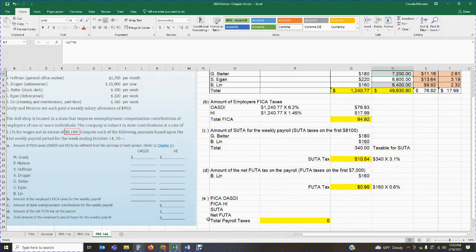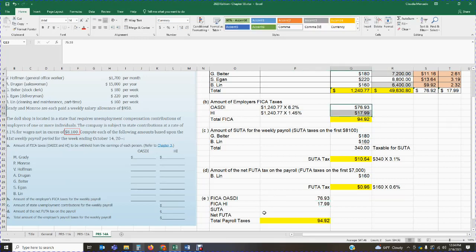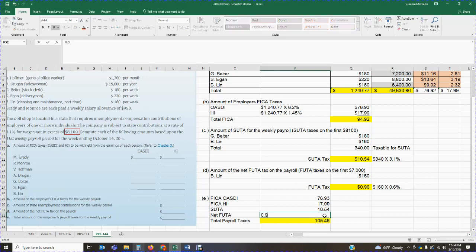Okay. Letter E. What is the total amount of the employer's payroll taxes for the weekly payroll? Okay. So we're going to get that from letter B. My FICA OASDI was $76.93. My FICA HI from letter B is $17.99. So I'm picking up these two numbers right here. My total pseudo tax is $10.54, and I got that from here. And my FUTA tax is 0.96 cents.